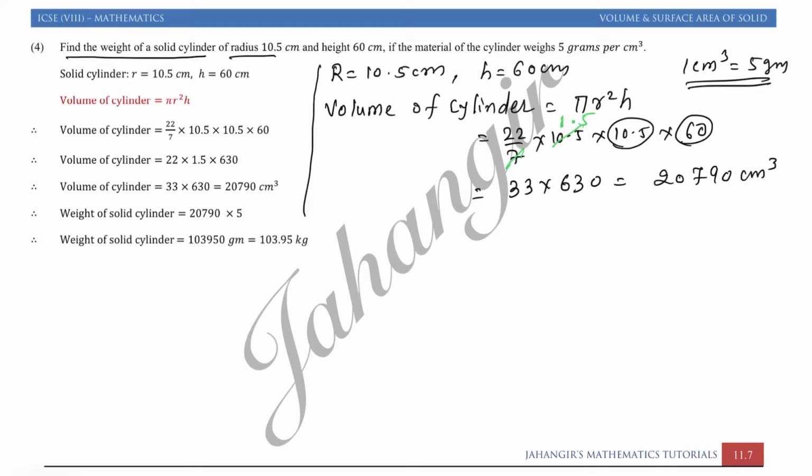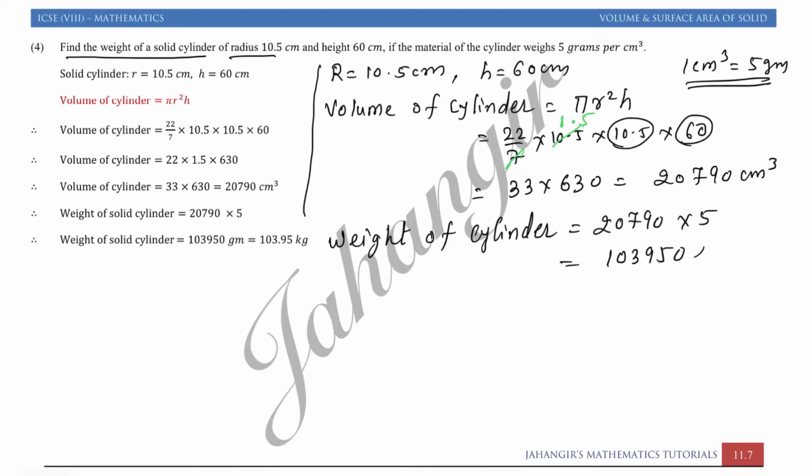Now we have to find weight. So weight of cylinder is equal to whatever volume multiply by 5 gram. So that is 103950 gram, which is equal to 103.95 kg.